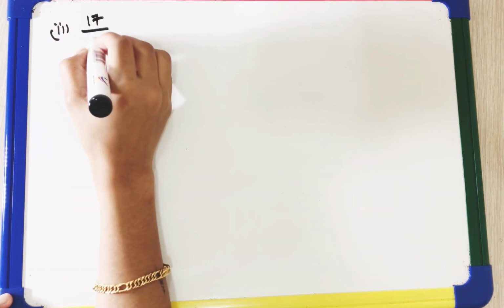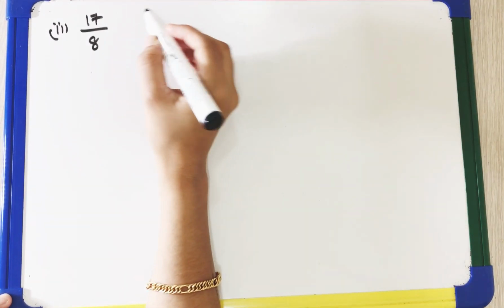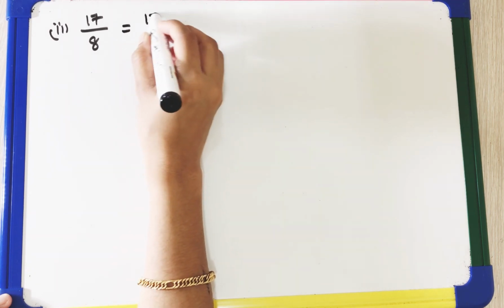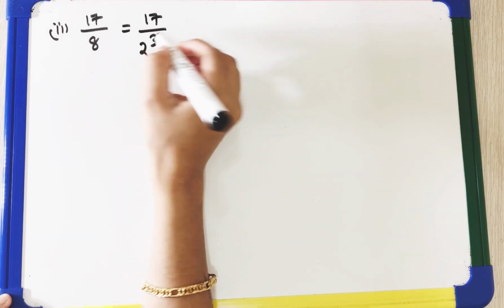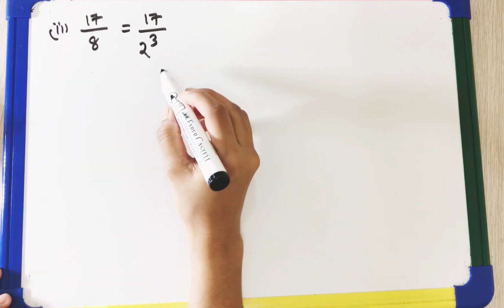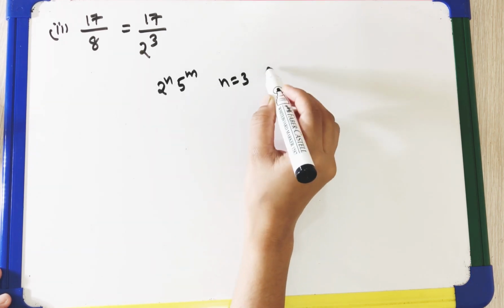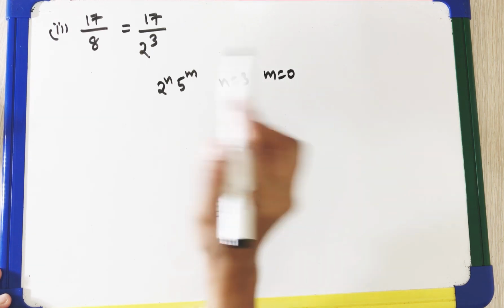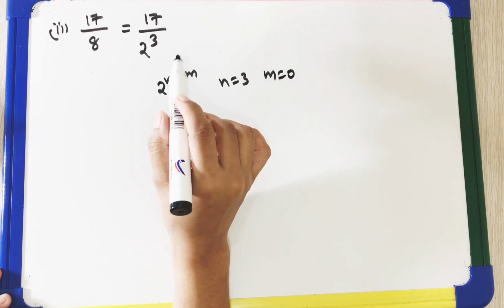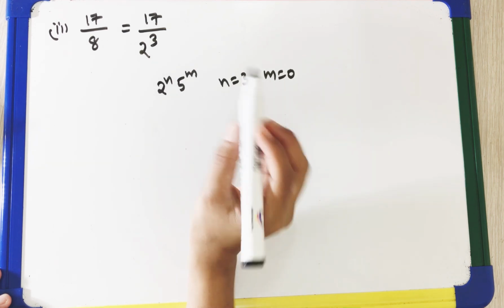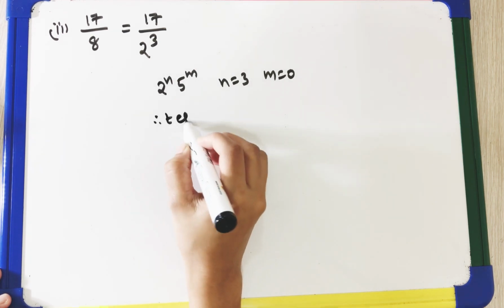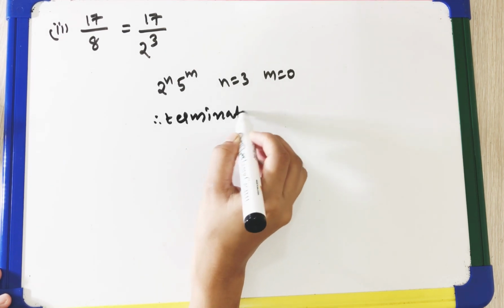Second question is 17 by 8. Clearly 17 by 8 is equal to 17 by 2 cube. Here the denominator is of the form 2 raised to n into 5 raised to m with n equal to 3, m equal to 0. Therefore it has a terminating decimal expansion.